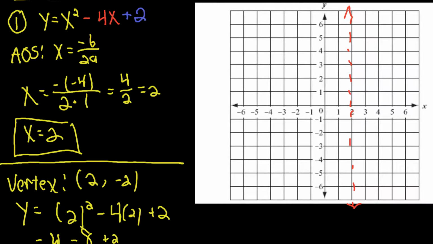So I'm going to go to my graph, and let's do this point in purple. Go to my graph, go to x equals 2, then go down to y equals negative 2. So right around here in purple is my vertex.